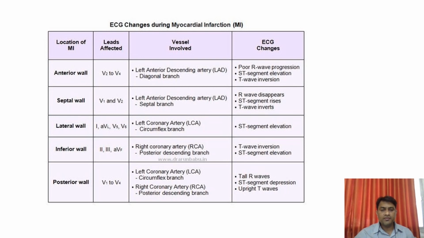And posterior wall: V1 to V4, left coronary artery, circumflex branch, right coronary artery, posterior descending branch, tall R waves, ST segment depression, and upright T waves. So in the anterior wall, leads are V1 to V4; septal wall, leads affected are V1 and V2; lateral wall, lead 1, AVL, V5 to V6; inferior wall, lead 2, 3, AVF; and posterior wall, leads V1 to V6.